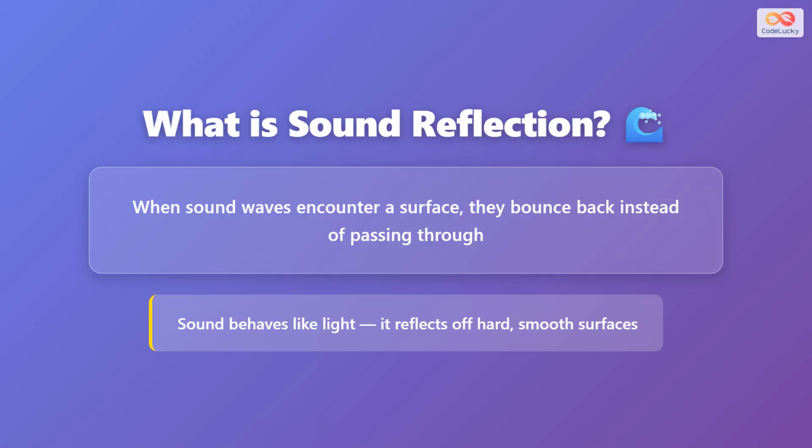Sound reflection occurs when sound waves encounter a surface and bounce back instead of passing through it. Think of it like throwing a ball against a wall, the ball comes back to you. Similarly, when sound waves hit a hard surface, they don't just disappear or get absorbed completely. Instead, they reflect back toward the source. This behavior is similar to how light reflects off mirrors. Hard and smooth surfaces are especially good at reflecting sound waves.